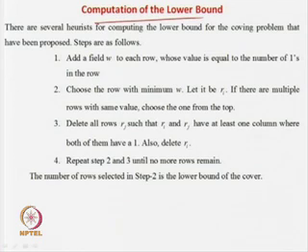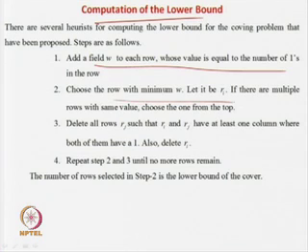So, again it will not give you a very accurate solution, but it will give you some solution. What it is saying is: add a field w to each row, which is equal to the number of ones in that row. Choose the row with the minimum number of ones, that is, the minimum weight w; let it be ri. If there are multiple rows with the same value, choose the one from the top.